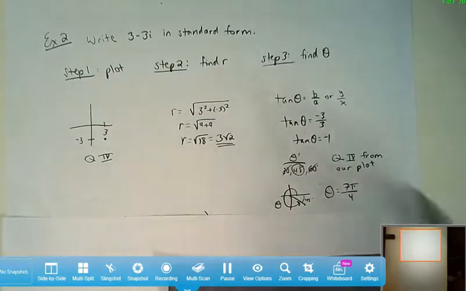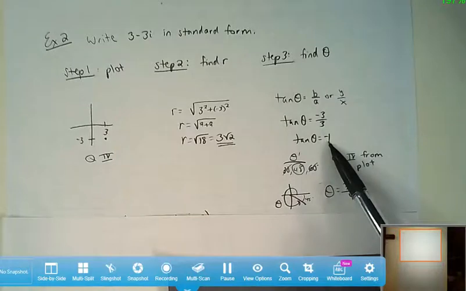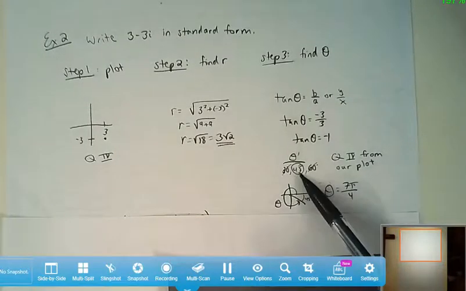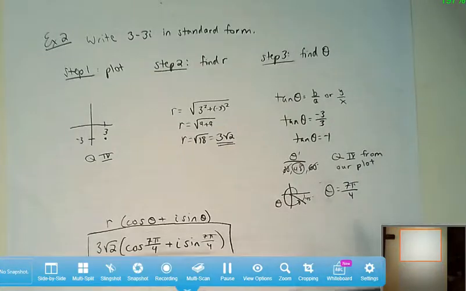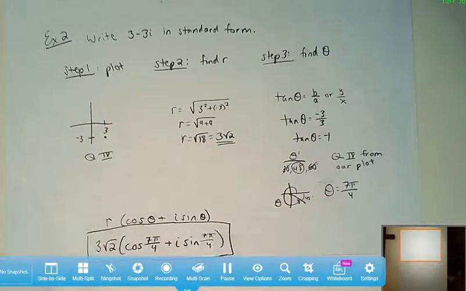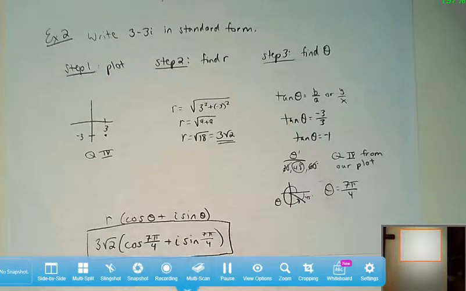I did b over a and got tangent was -1. That reference angle is going to be 45, and we know quadrant 4 from our plot, so 7 pi over 4 is what I'm looking for. So to put our final answer, which is the 4th step, we're going to use r times cosine theta plus i sine theta. Don't forget those parentheses, they do matter. If you sub in for r and you sub in for theta, you have your correct answer.